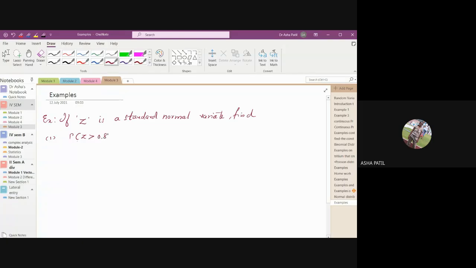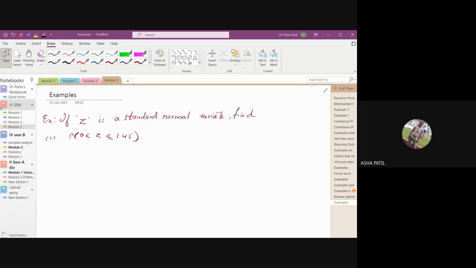Probability that Z is greater than 0.85. Or before this, let me take 0 less than Z less than or equal to 1.45. How to go for this? We want the probability that Z lies between 0 and 1.45.